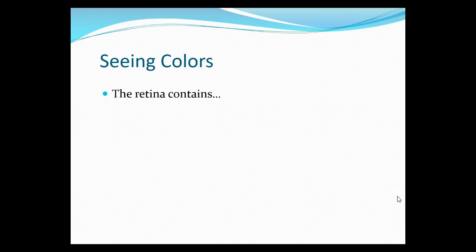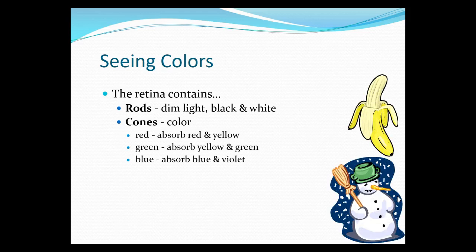We're going to talk about the eye now. And of course, the retina contains rods, which are activated by black and white images during dim light situations. And then, of course, there's cones that see in color. And there's three different types of cones. There's red cones, there's green cones, and there's blue cones. Red absorbs yellow and red. Green absorbs yellow and green. And blue absorbs blue and violet.